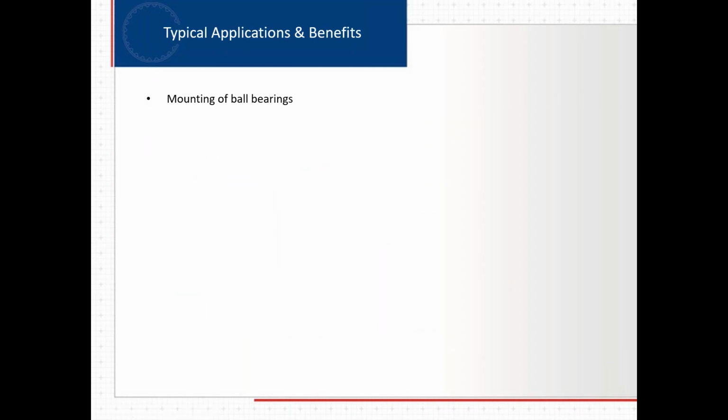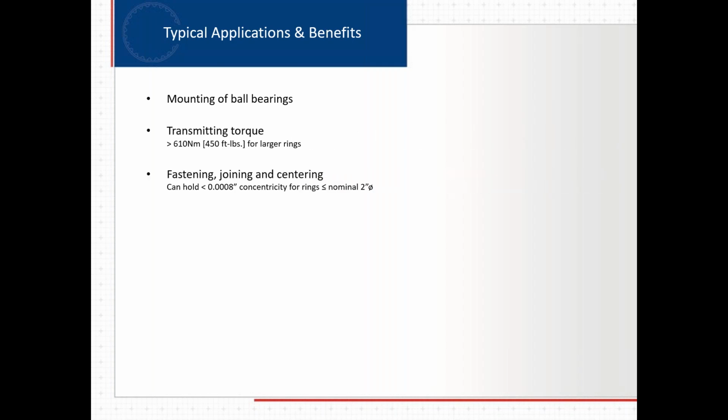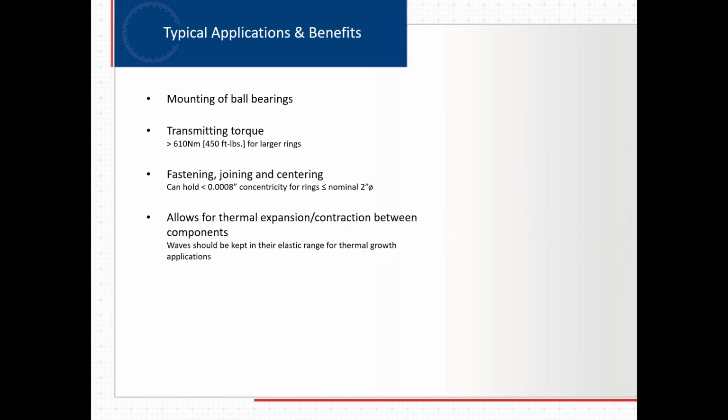Typical applications of tolerance rings are for mounting of ball bearings. They can be used to transmit torque. They can fasten, join, and center components. They allow for thermal expansion and contraction between components of different materials, those that have different coefficients of thermal expansion. They can handle radial loads.